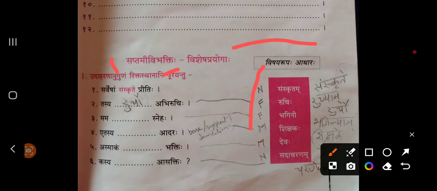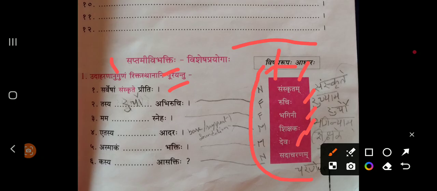They have given a few words in the right hand side box. See here: Samskritam, Ruchihi, Bhagini, Shikshika, Shikshakaha, Devaha. They have given a few words here. Among these, you need to pick one which suits this sentence. The question is everyone dash likes. Everyone likes what? You need to analyze now. All these words you need to analyze.